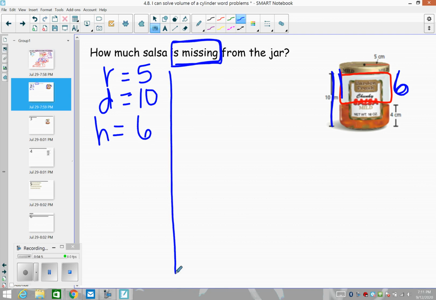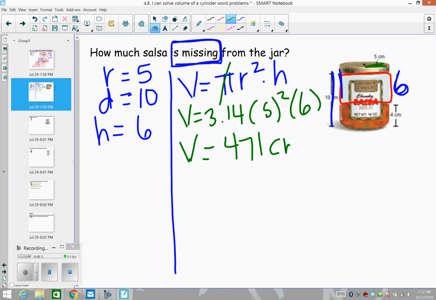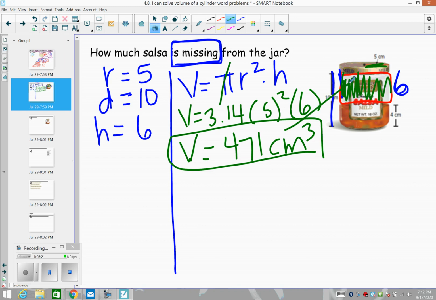So how much salsa is that? Volume is equal to pi times radius squared times height. So that's 3.14, the radius of the jar is 5 squared, and the height of the missing salsa is 4. So how much salsa volume is missing? We multiply that all out, we get 471 centimeters cubed, or cubic centimeters, and that would be this section here, the green section of volume missing from the jar, using the formula that we learned yesterday.